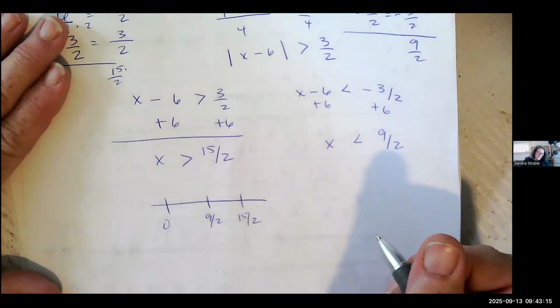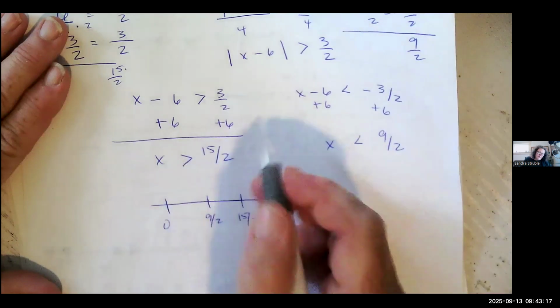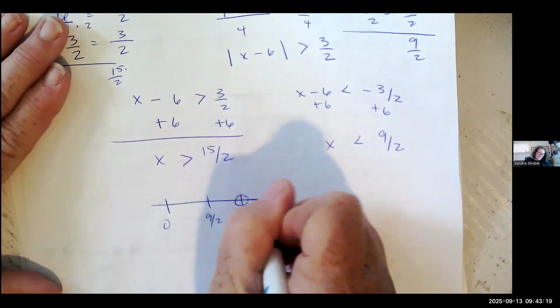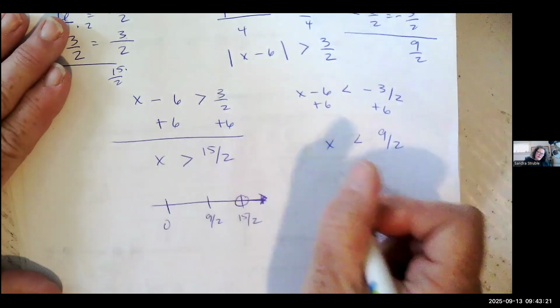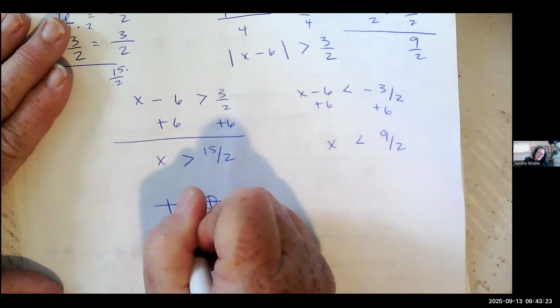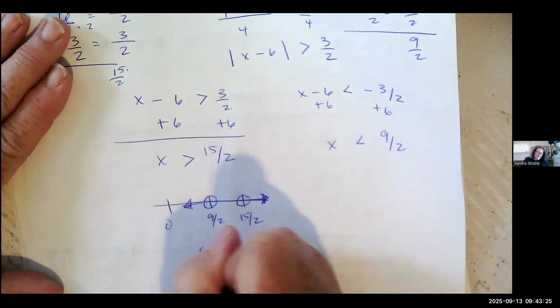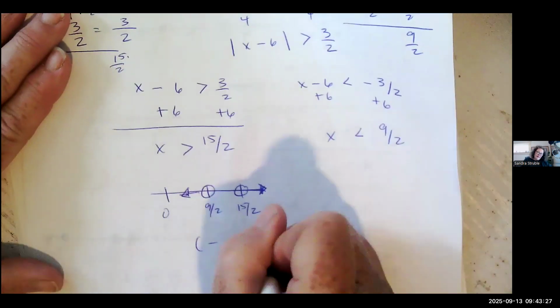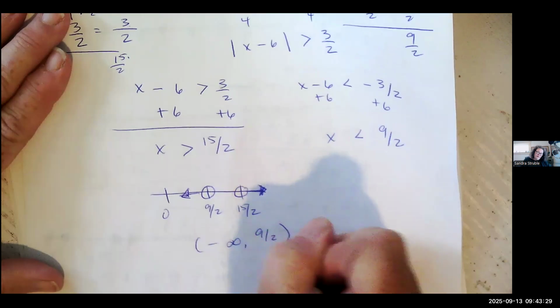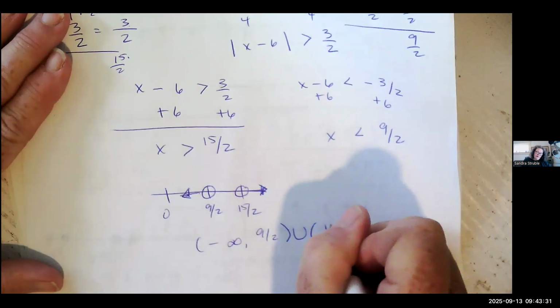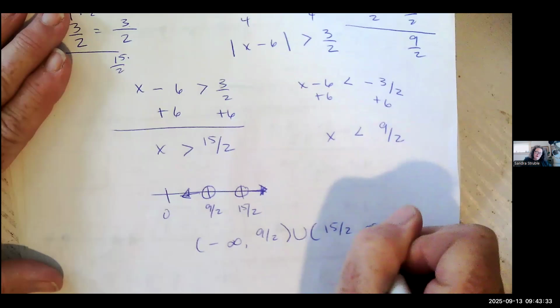So what are we doing here? x is greater than 15 halves, not equal to, and x is less than 9 halves. Negative infinity to 9 halves, not included, union, not included, 15 halves to infinity.